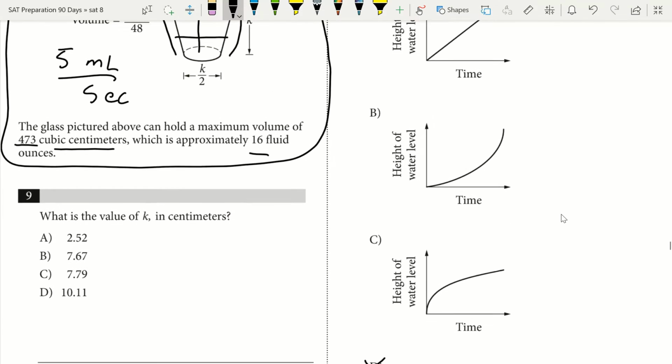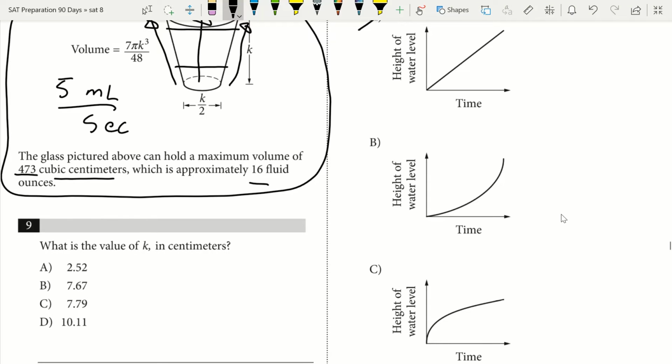And then between B and C, we know that the answer is going to be C because that water level height is going to increase quickly at first, where that cup is small at the bottom. But then, as it increases, we have more room to go horizontally that we have to cover with water. So thus that height is going to lower its slope, right? It's going to change less and less as time goes on. So our answer there would be C.